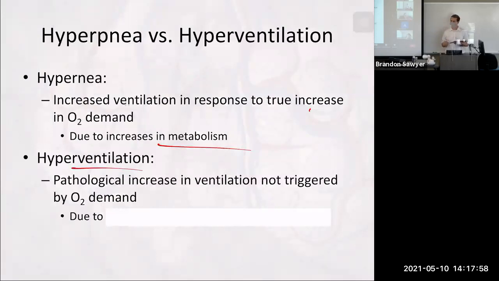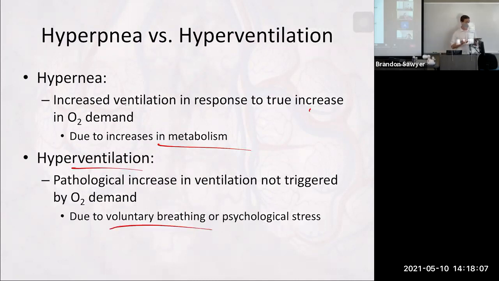But then we can also have hyperventilation where we start breathing more, but we actually don't need to. There's actually no increase in O2 demand, and so this can be either because of voluntary breathing or some kind of psychological stress, like panic attacks, anxiety type things, that cause you to breathe more, but you don't have extra metabolism, so you're not breathing out extra CO2 that was being made. You're just breathing out the CO2 that you had, and that's why your CO2 levels can drop so rapidly.